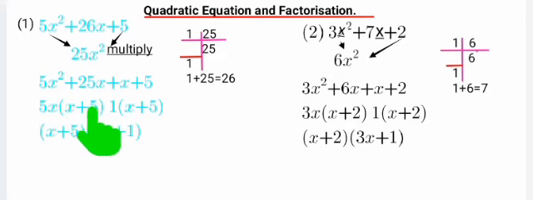And 5x times 5, that will give you 25x. You can see that now. Here we have x plus 5. What is common between x plus 5? It is just 1 because there's nothing common except 1.